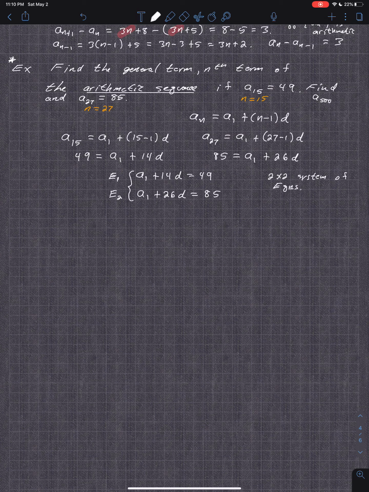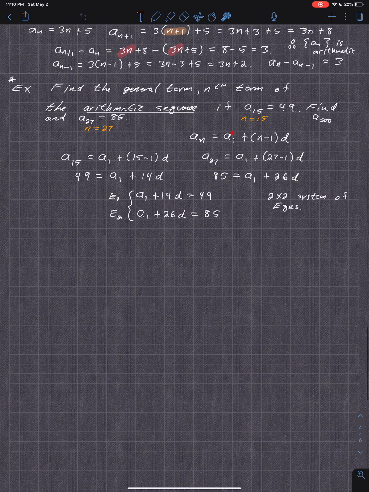So now the goal is to figure out, for arithmetic, you need to know A1 and D. Once you know A1, the first term, and the common difference, that's all you need to figure out the nth term. Those are the components of the nth term. N is your variable. So we just solved that. You may want to take a second and solve that on your own and find A1 and D.